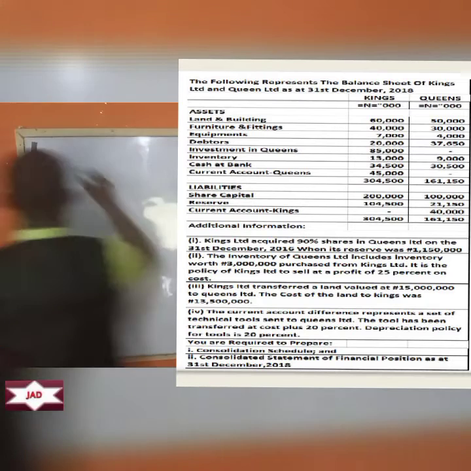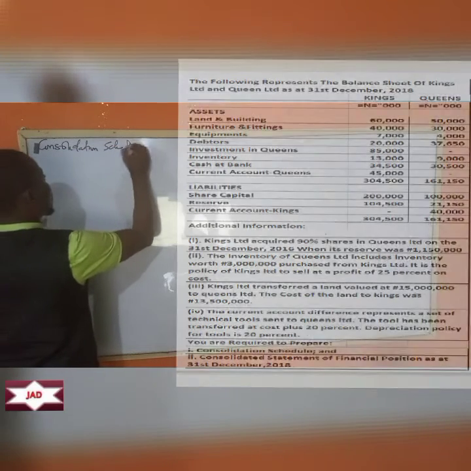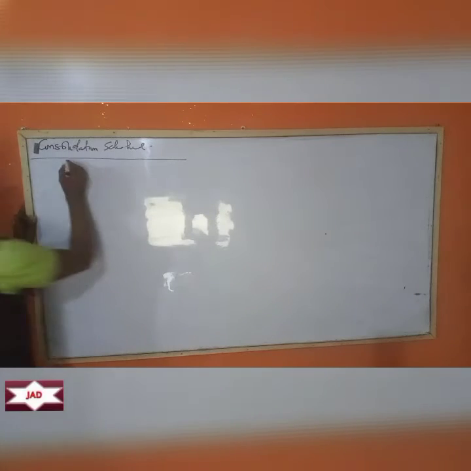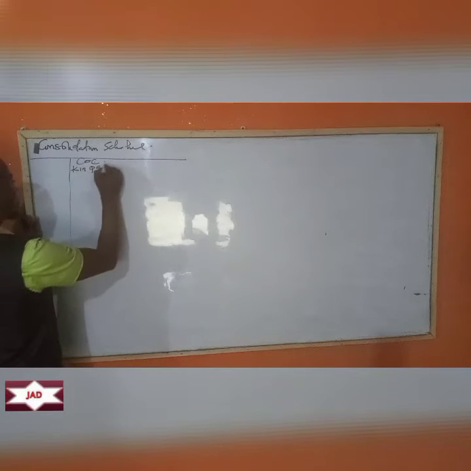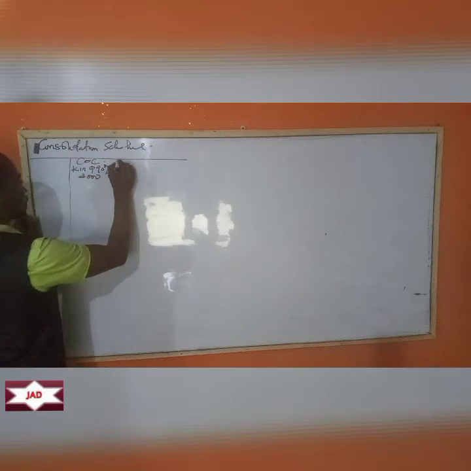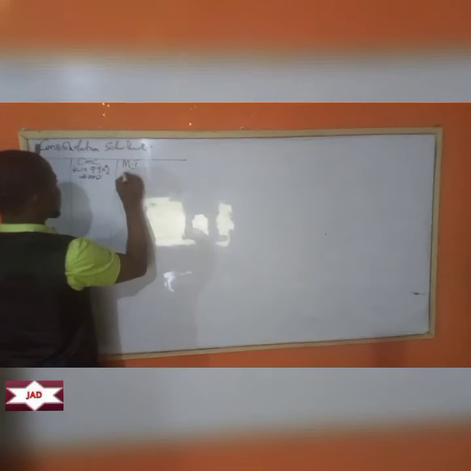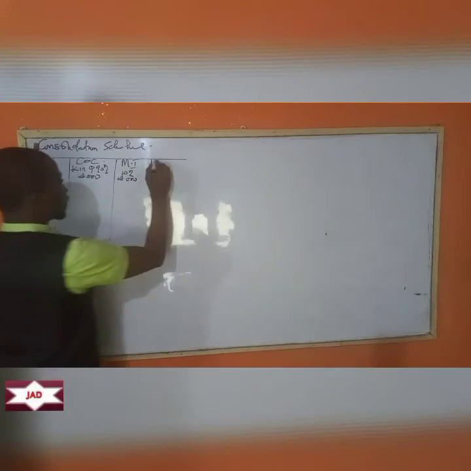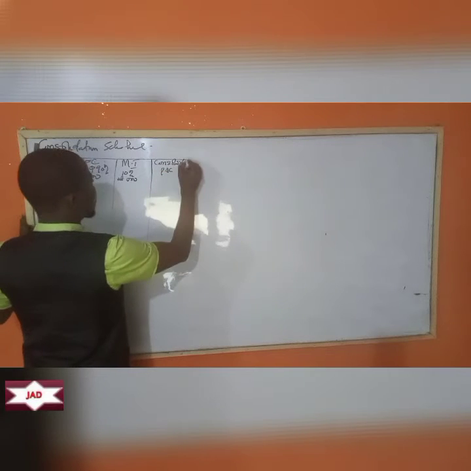So what do we have now? We have the consolidated schedule. Let's go this way. This is the cost of control, that's Kings in Queens, 90%. Then we have minority interests, that's 10%. And then we have the consolidated P&L.